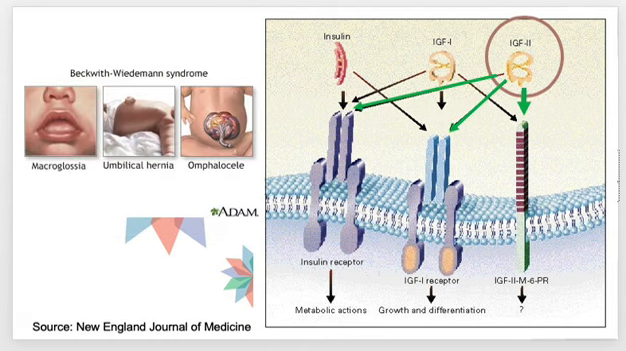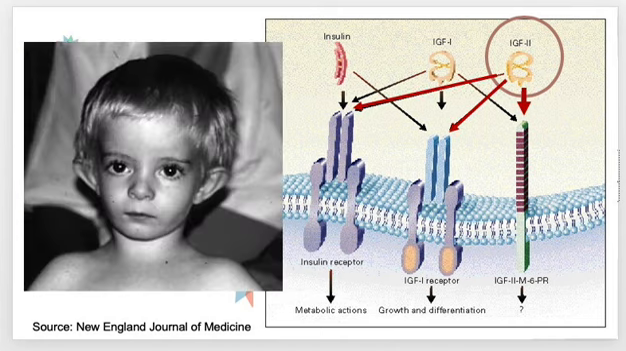Another example of a mutation or pathogenic variant is in IGF-2. IGF-2 pathogenic variants can lead to overgrowth, like Beckwith-Wiedemann, but they can also result in growth failure in conditions like Russell-Silver syndrome. I will be discussing these conditions shortly.